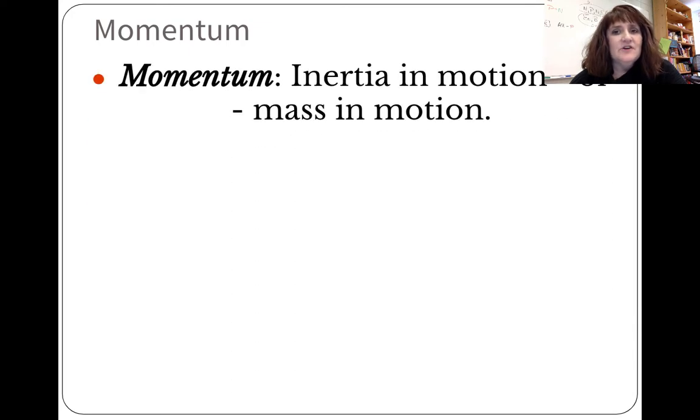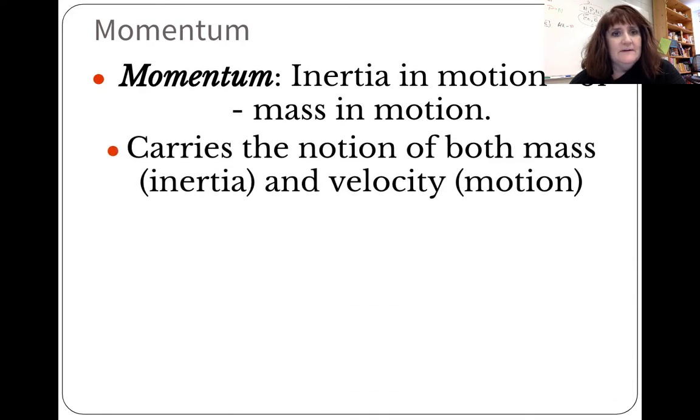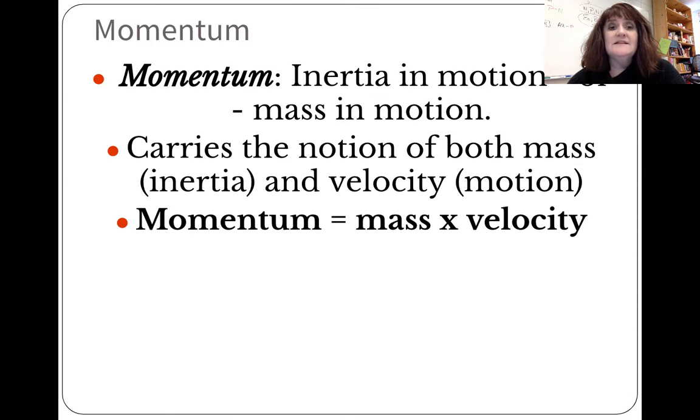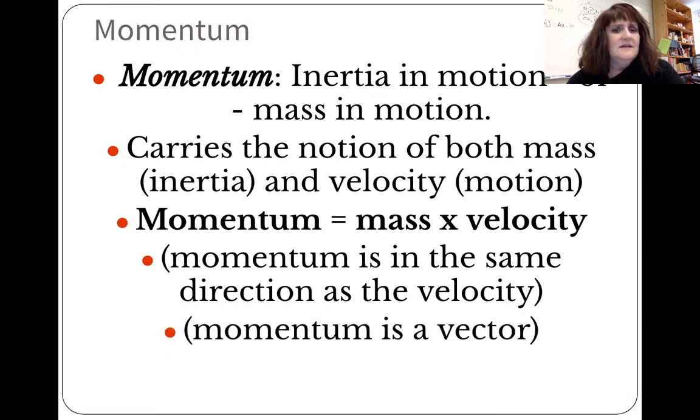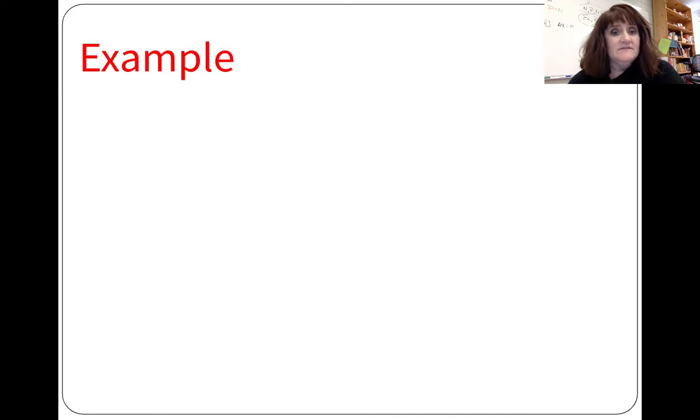Momentum is inertia or mass in motion. Momentum carries the notion of both mass, which is inertia, and velocity, which is motion. Okay? Momentum is mass times velocity then. So momentum is in the same direction as velocity, and it has to be. If the velocity goes a different direction, the momentum then wouldn't really exist. Momentum, therefore, is a vector because it has a direction.